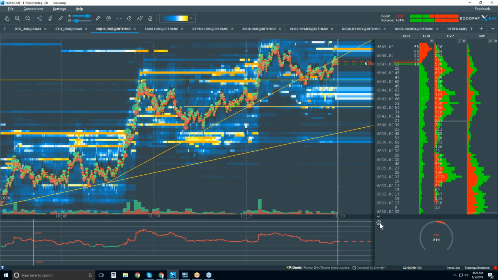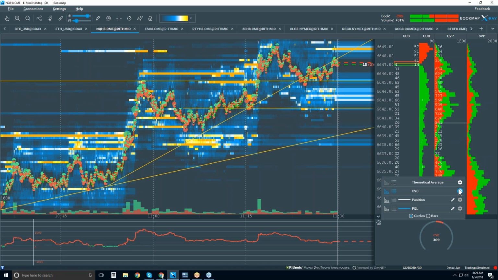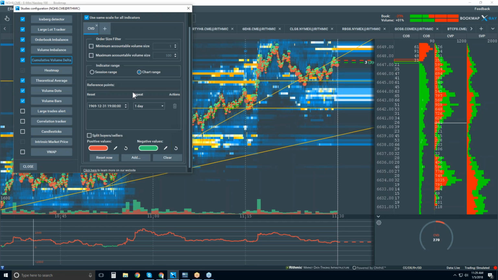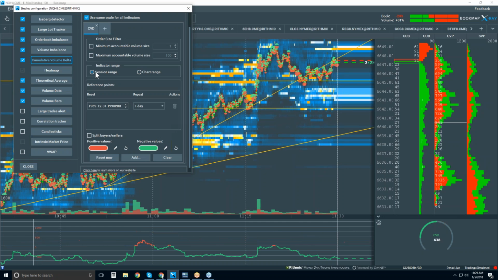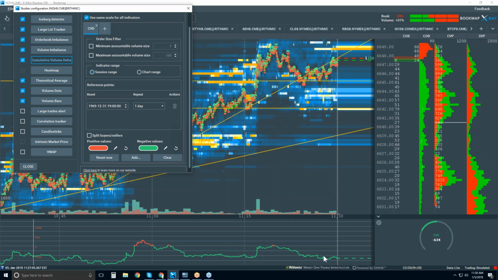If you're not interested in that, it's really up to you. You can come up with all sorts of configurations here. One is to look at the session range. Once I open up my Bookmap and start collecting data, my CVD starts adding together, the cumulative volume delta.